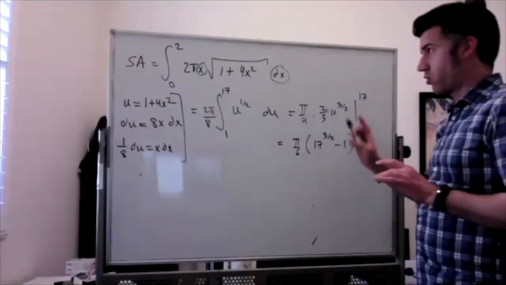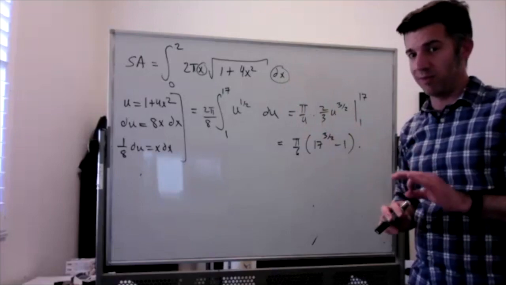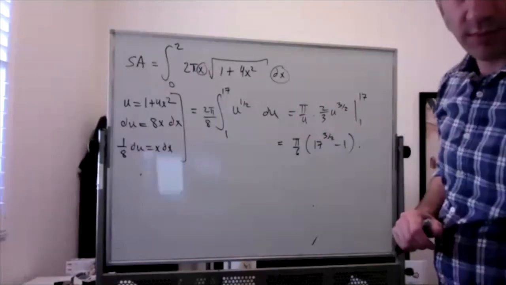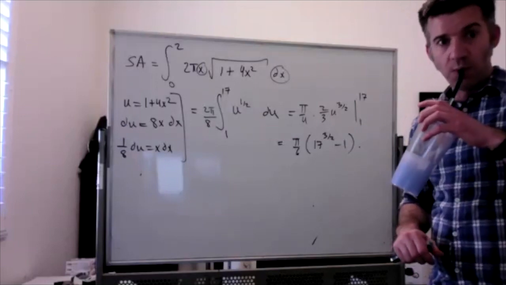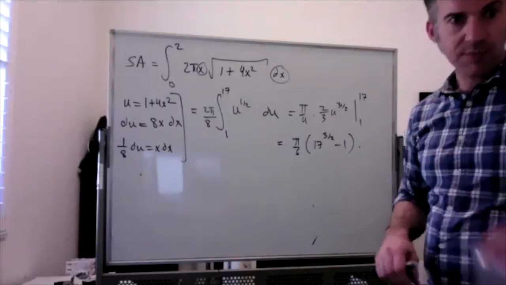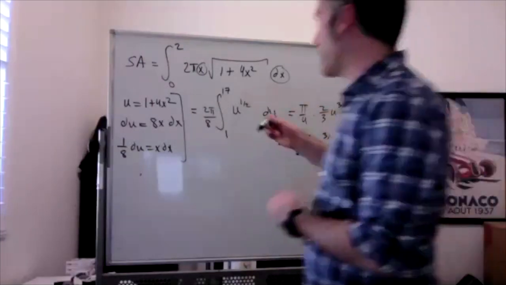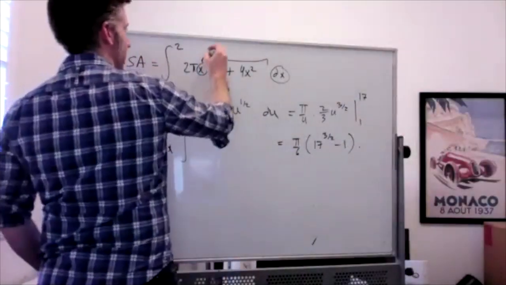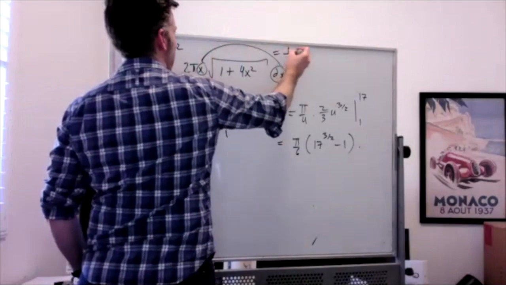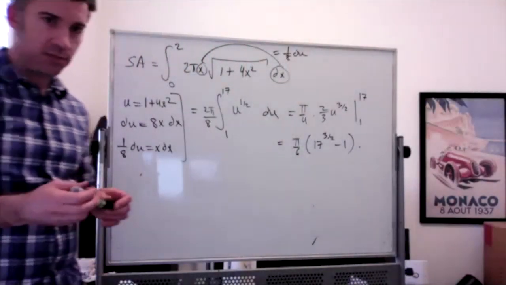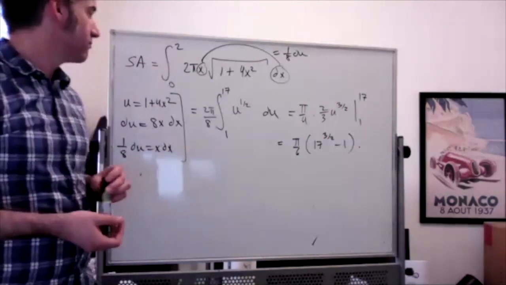So, questions about this before we do the same problem a different way? Yes, James, I have a quick question. When we do 1/8 du equals x dx, where does the x go once you do...? Well, the x dx, oh, it cancels out with the one in front? It's replaced by the 1/8 du. That's it. Okay, that makes sense.